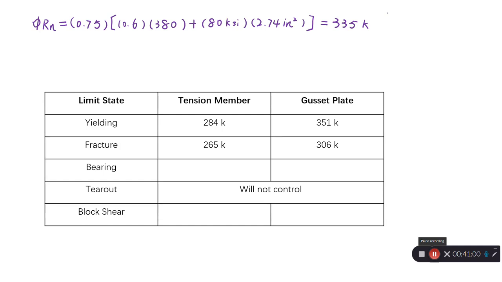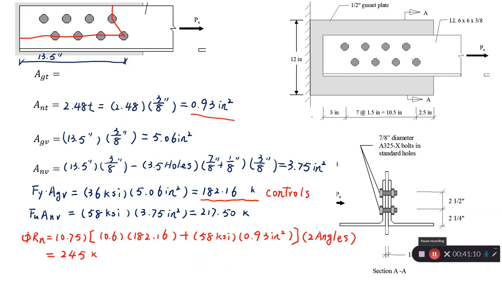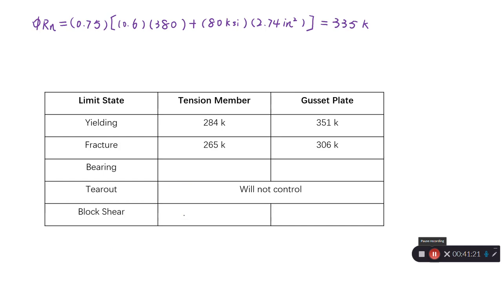All right. So far, in the previous lecture, we calculated the yield and fracture for the tension member and gusset plate. In this example, we got the block shear for the tension member and gusset plate. So the block shear for the tension member is 245, and for the gusset plate the block shear is 335 kips. So far it seems the block shear for the tension member is controlling, but we don't know about the bearing and tear out strength yet. So we're going to cover it later.